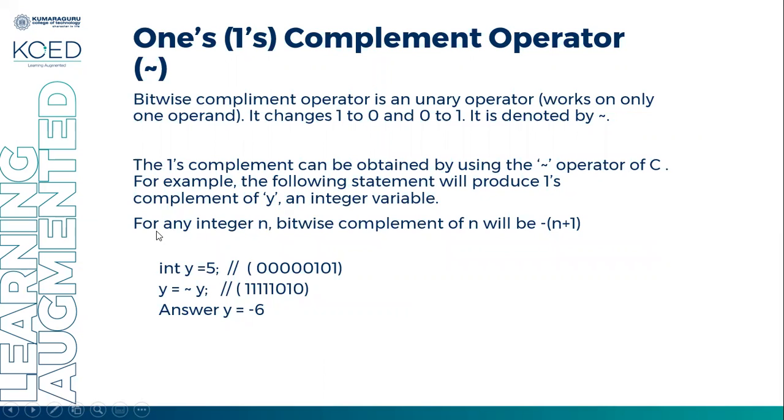So, for example, what will happen? Integer y equal to 5. I am giving y equal to the negation of 5. That means the initial value 5 is 101. If you convert 1s into 0s and 0s into 1s, this is the value: 5 is 101, and the result is 010. The 0 has become 1, and the 1s have become 0. All the zeros become 1. So the value is minus 6. The one's complement of y, which is 5, is minus 6.